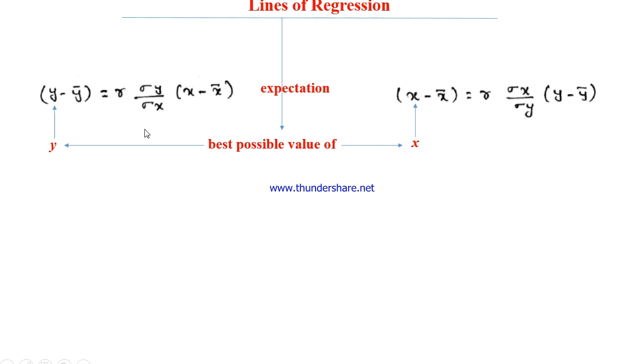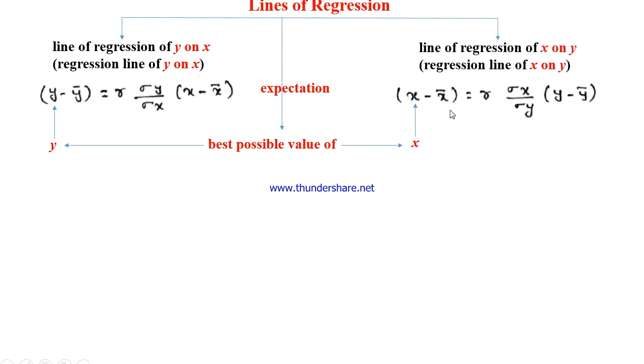And this equation is called the line of regression of y on x. And this equation is called the line of regression of x on y. Okay, let me repeat. This equation, that is the line of regression of y on x, is used to estimate the best possible value of y for each specified value of x. And this equation, that is the line of regression of x on y, is used to estimate the best possible value of x for each specified value of y.